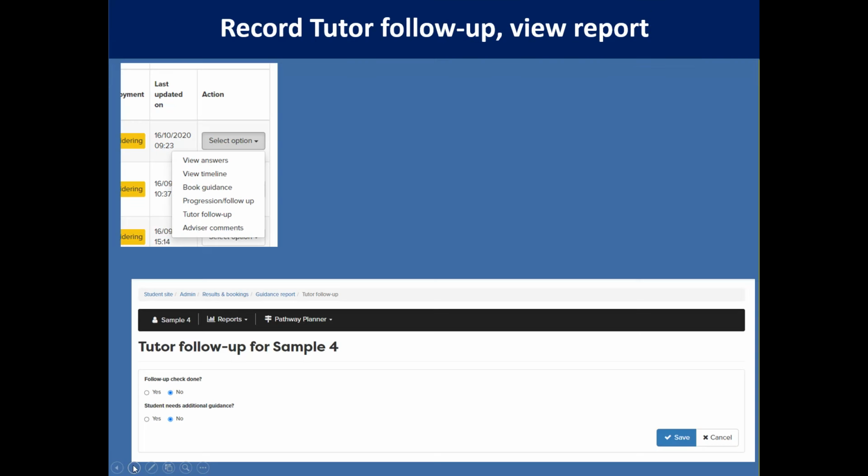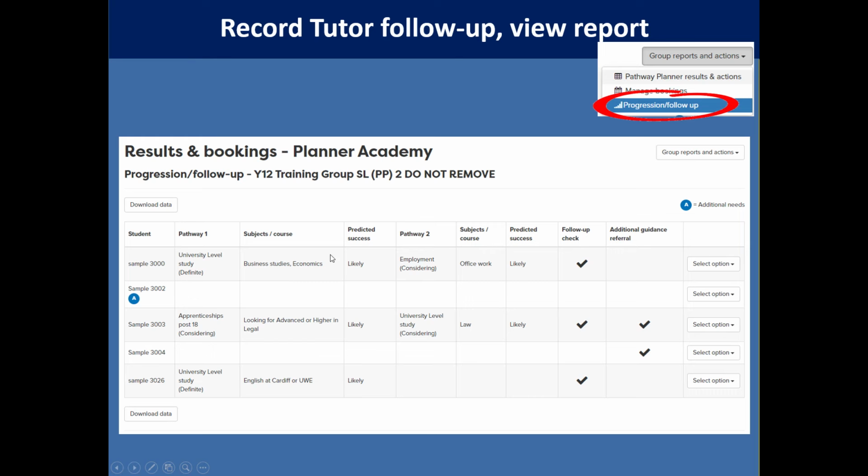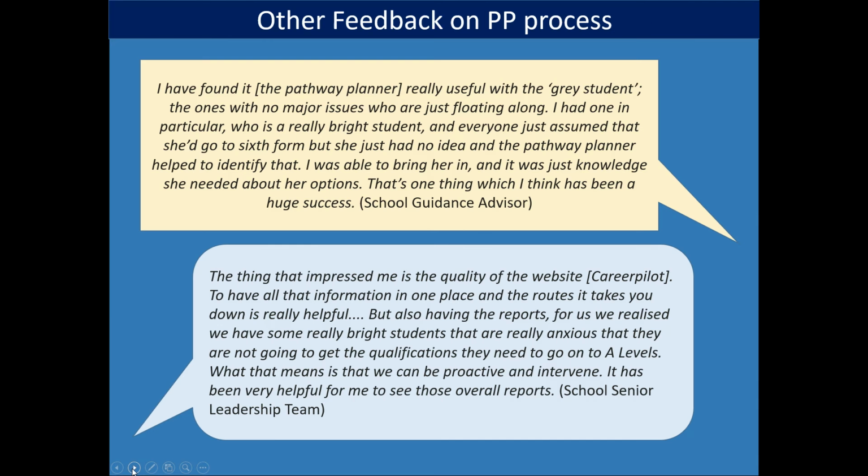So the way the tutors will do that, tutor follow-up, this pops up, they can say, yes, I've done it, and yes or no, the student could do with another session, which is just the drop-in. That progression follow-up report, the one-liner, as we call it. So that's a nice little report to share with other people who might be supporting the students. So by tutor group or by year, you can actually see the destinations your students are considering. And also you can see whether the tutor has recommended they get followed up.